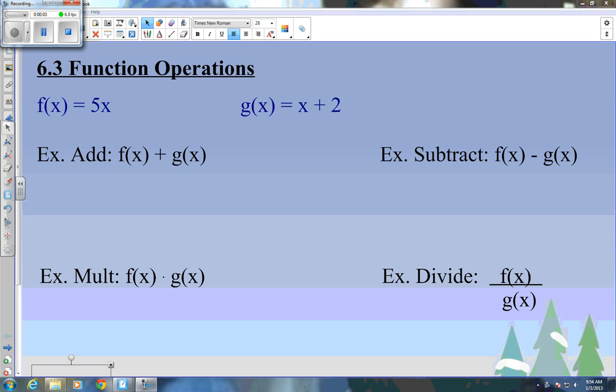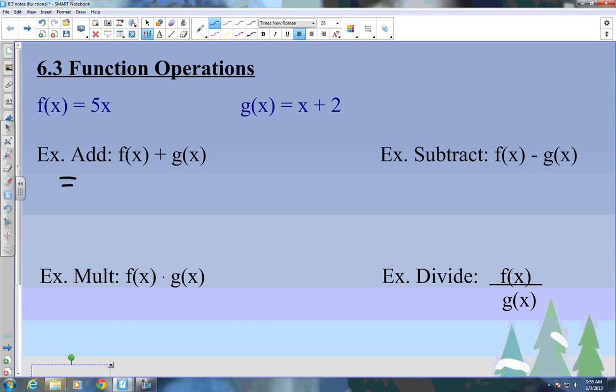Okay, 6.3, we're going to talk about function operations. In other words, if I have two functions, I can add them, subtract them, multiply and divide them just like you do numbers. So if I have my first function, f of x equals 5x, my second function, g of x equals x plus 2, we're going to add f of x plus g of x. Well, it's just like what you would expect it to be.